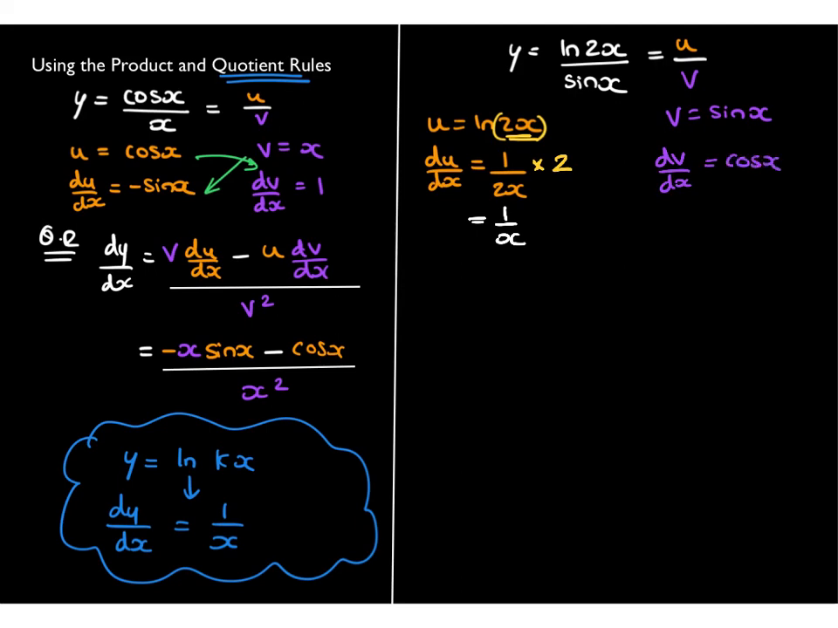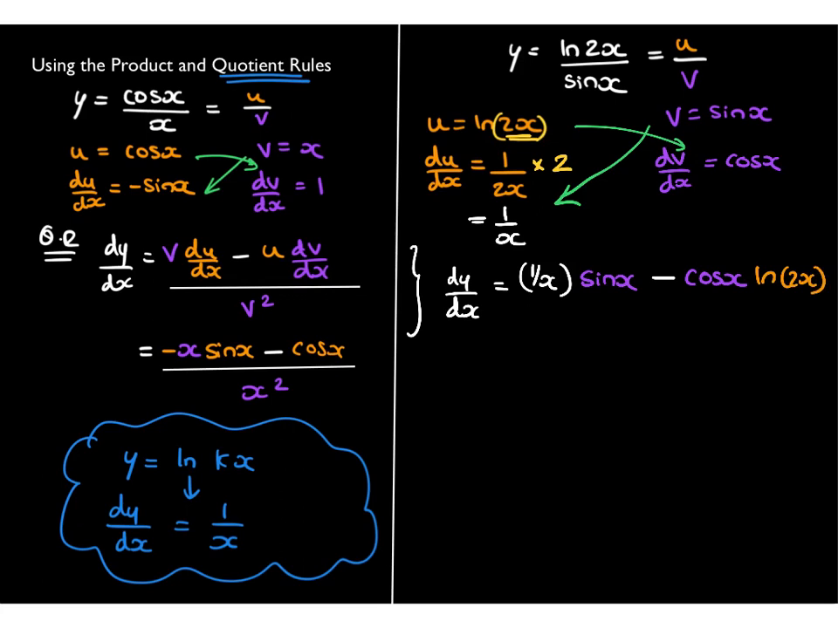Now we have the rule written out here on the left-hand side, so let's just apply it. dy by dx is v multiplied by du by dx, so that is 1 over x multiplied by sine x minus u multiplied by dv by dx, which is cos x multiplied by ln 2x. It's easiest to sort of write it out like this, or to put some careful brackets in just to indicate the different functions very, very carefully. And this is all over v squared, which is sine squared x.